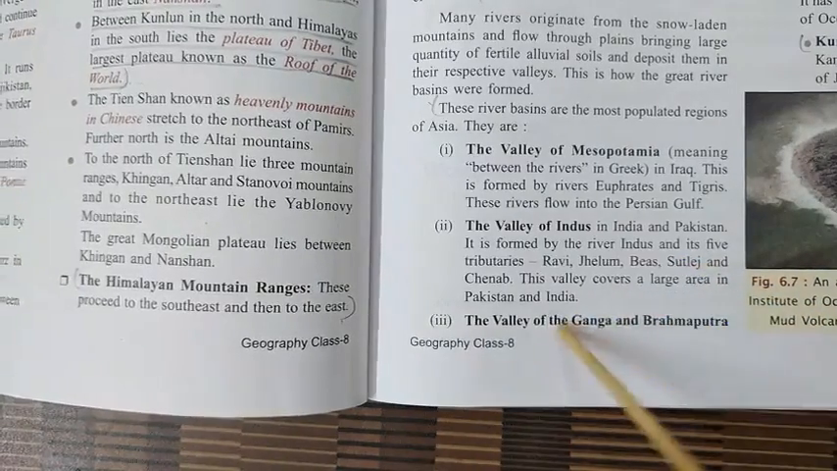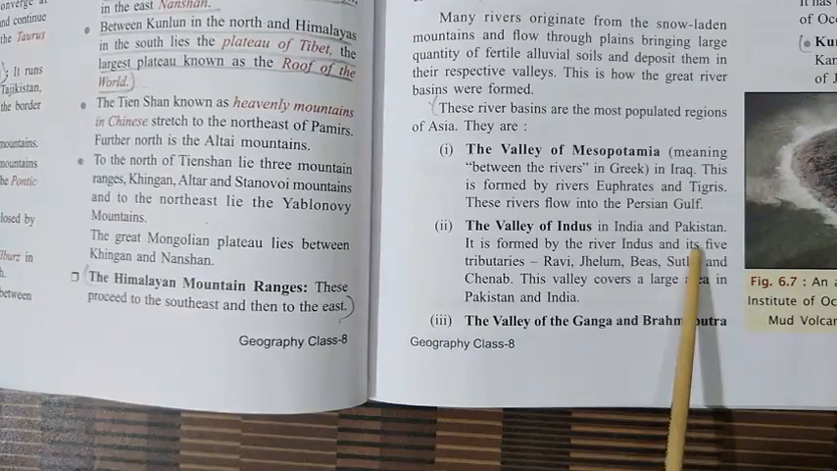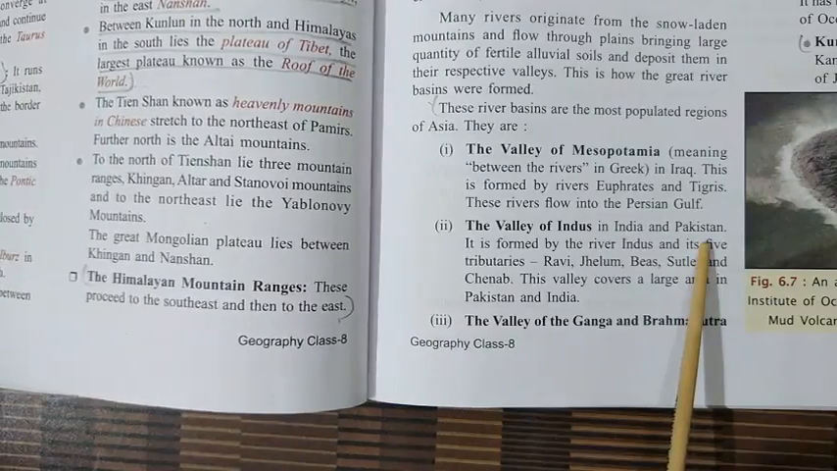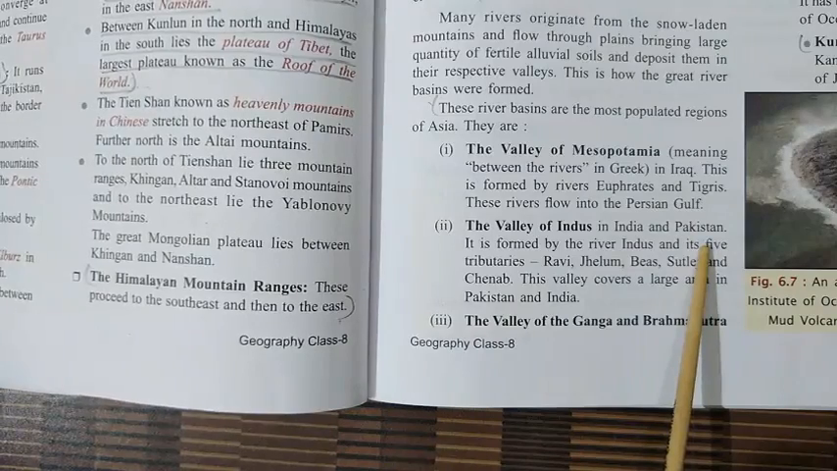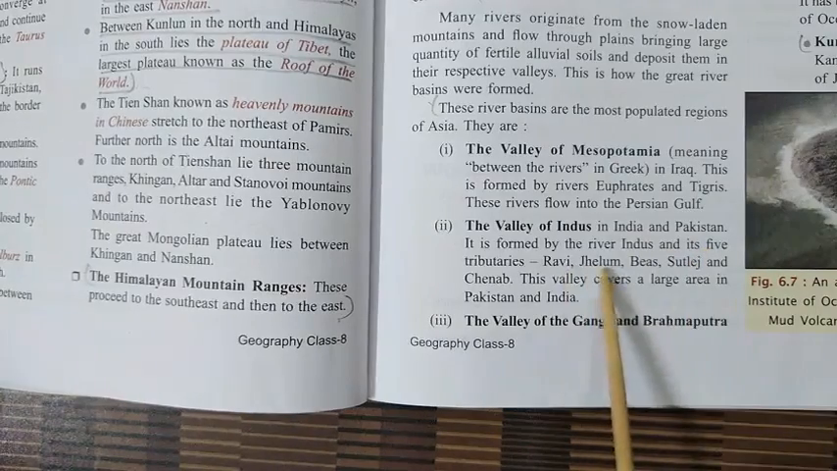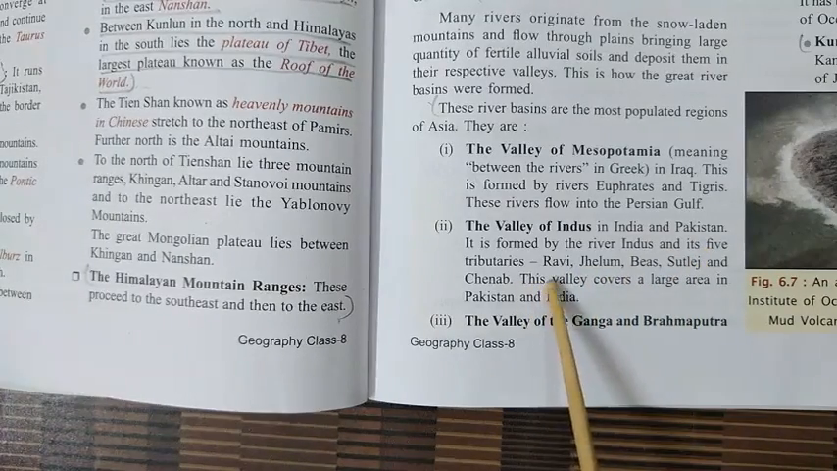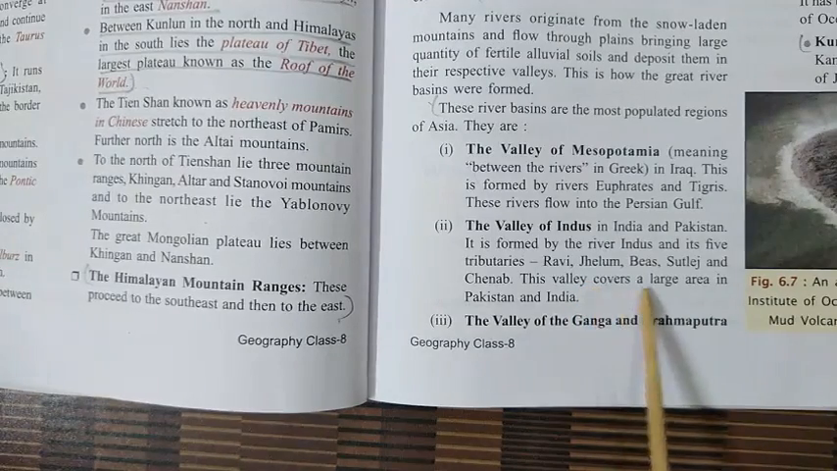When we talk about Punjab, Punjab is a small state in India, but the larger part of Punjab is actually in Pakistan. So three-fourths of Punjab went to Pakistan, and only one-third is in India. Together this whole big region, which is drained by these five rivers, Ravi, Jhelum, Beas, Satluj, and Chenab, is known as Punjab, the land of five rivers.